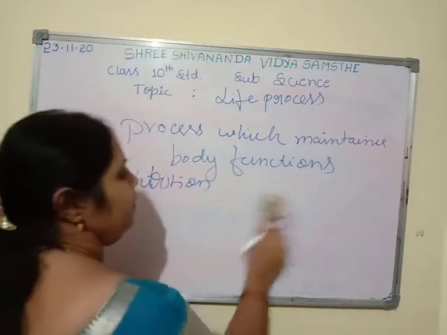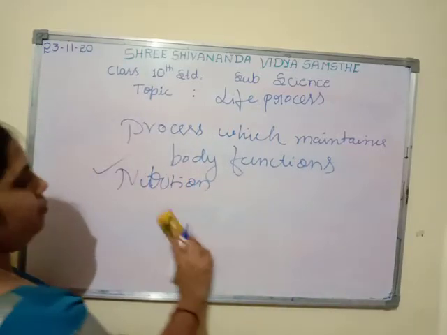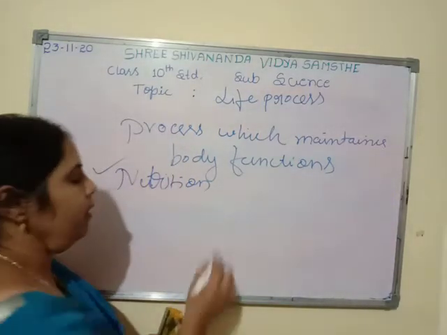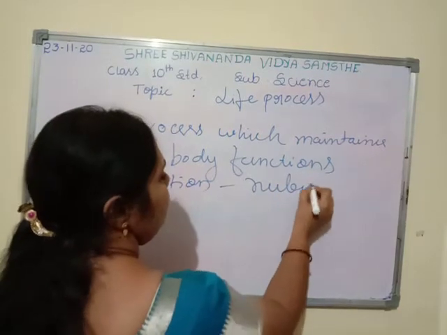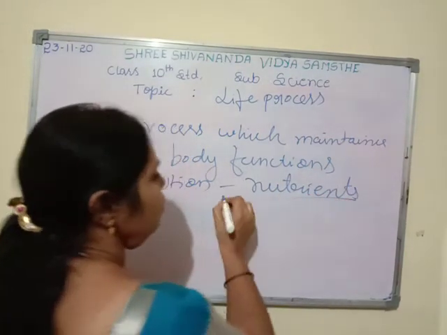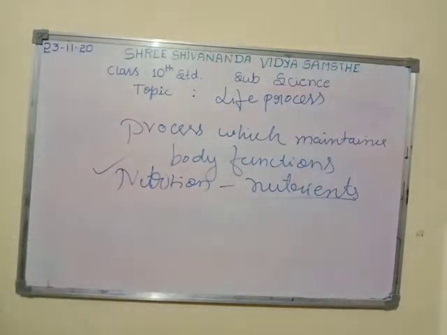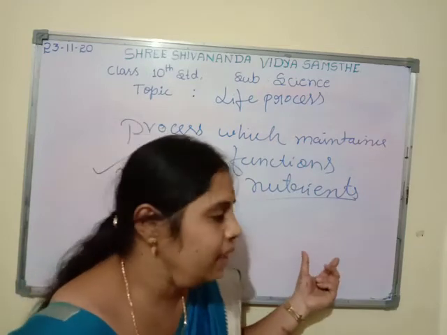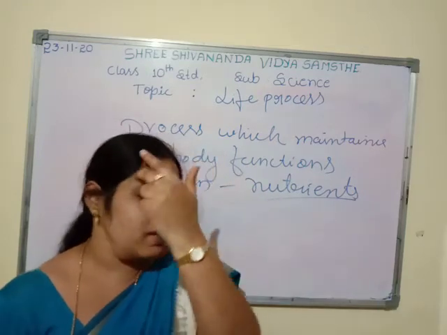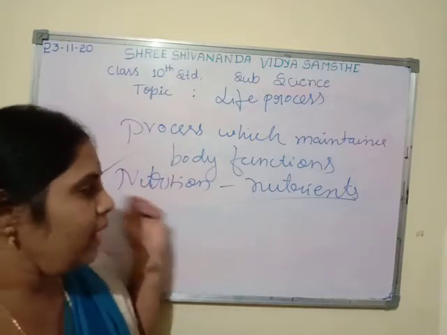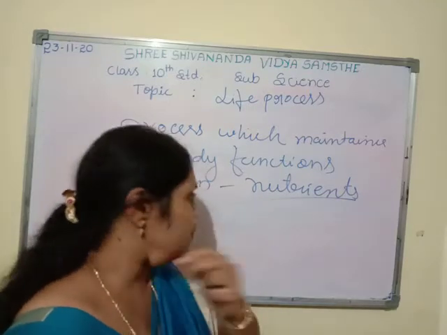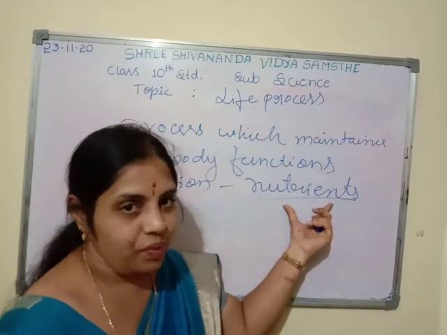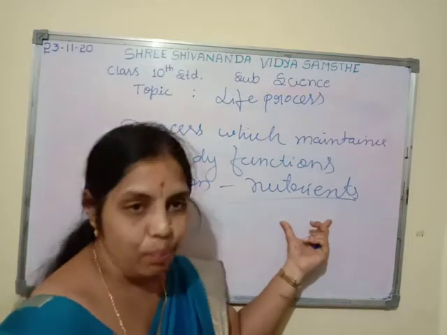Okay, you know that nutrition. So the very first life process we are getting is from nutrients. What is meant by nutrients? These are the factors which nourish the body, known as nutrients. Any substances which nourish the body are known as nutrients. Okay, note this down, it is very important.